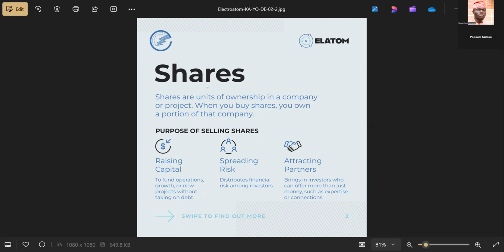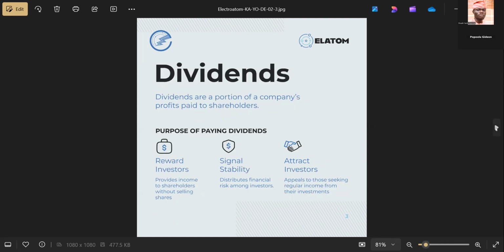So shares, in an overview, in summary, is a unit of ownership in a company. When you buy shares, you own a portion of the company. And it's not just that. You are entitled to vote in the company. You are entitled to earn a dividend in the company. And you are entitled to all benefits that come with you being a shareholder. And the dividend is the company's profit paid to shareholders, the purpose of which is to reward our investors, to maintain stability, and to attract more investors.